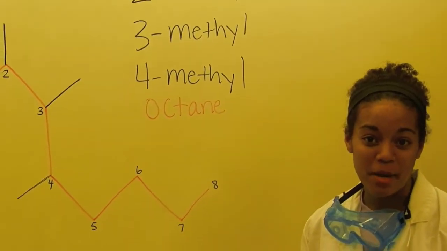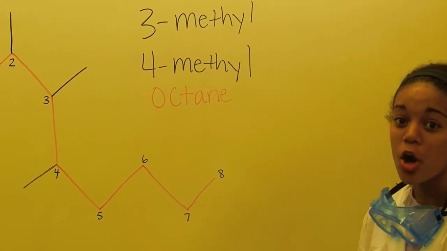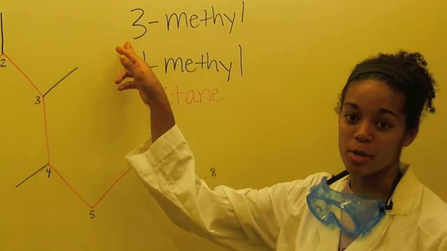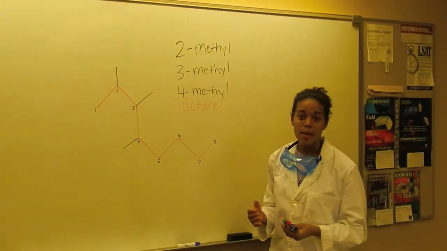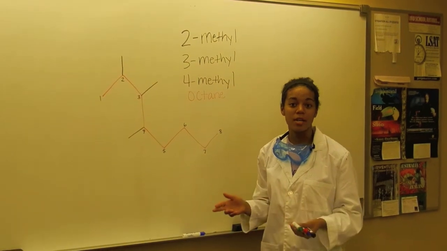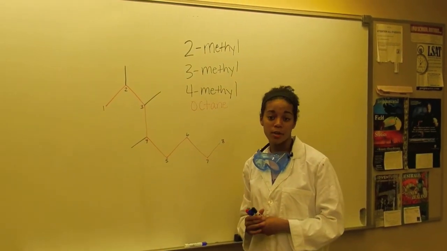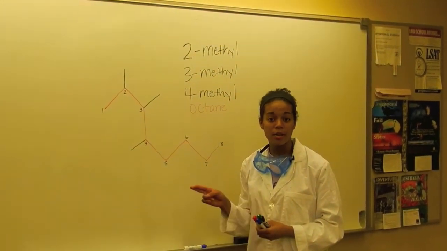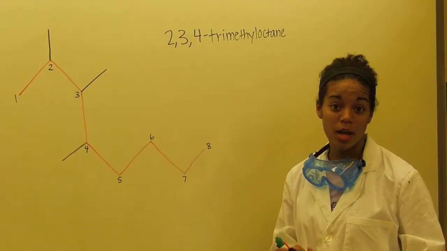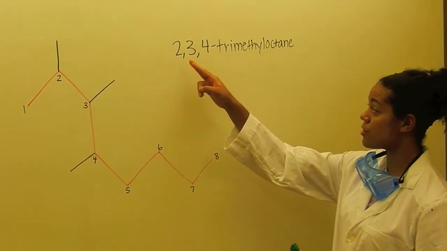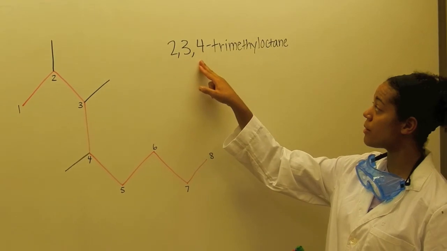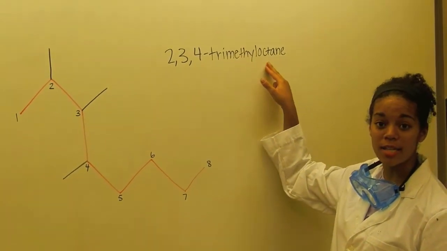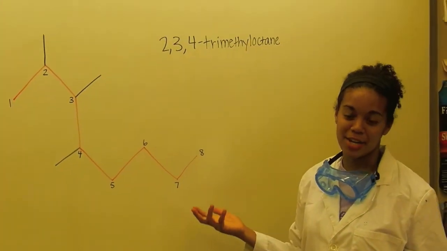Now that we have them numbered, we will place commas in between all the numbers since all three groups are methyls. When writing the IUPAC name, we place dashes in between numbers and words. Then we write in our name, trimethyl. To sum it all up, our IUPAC name for this molecule is 2,3,4-trimethyloctane. And that's how you name branched alkanes.